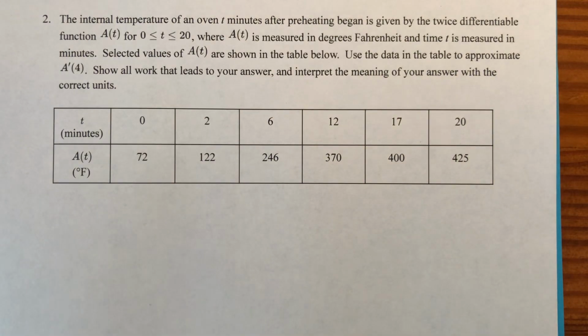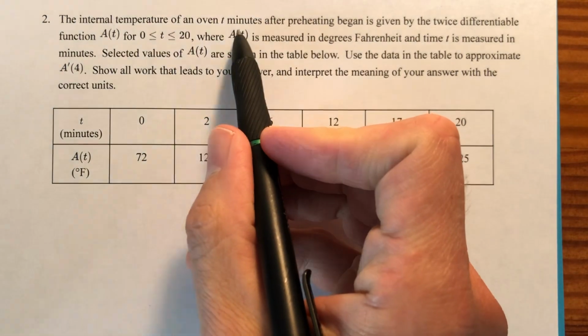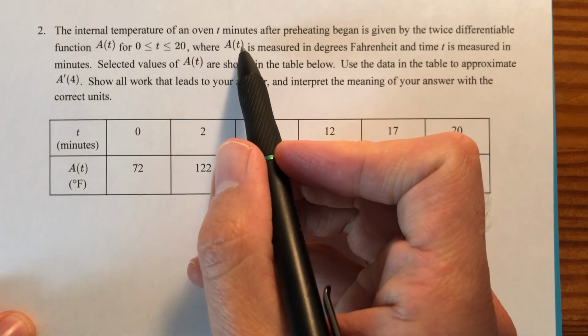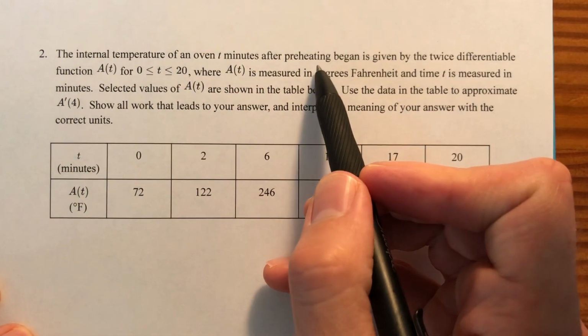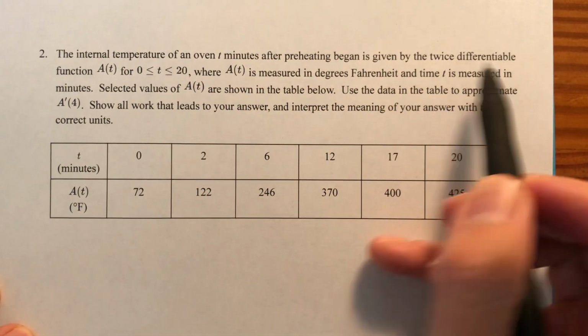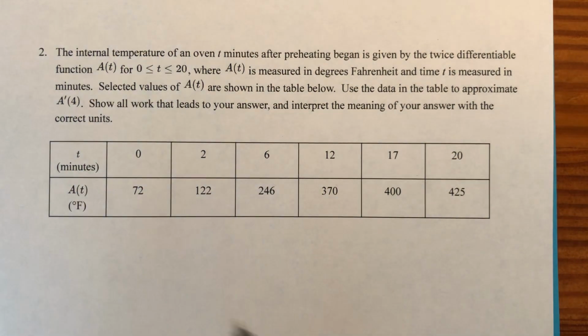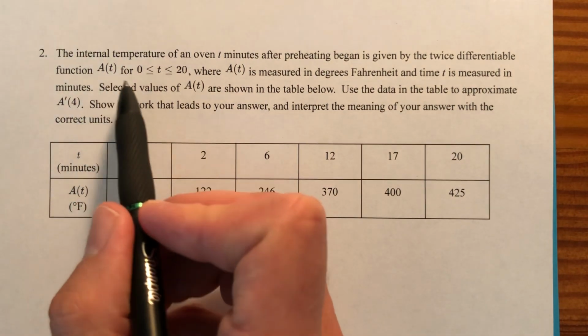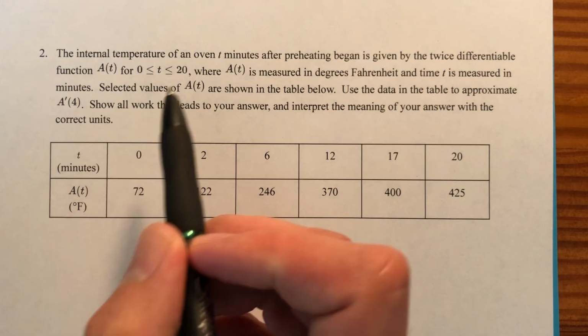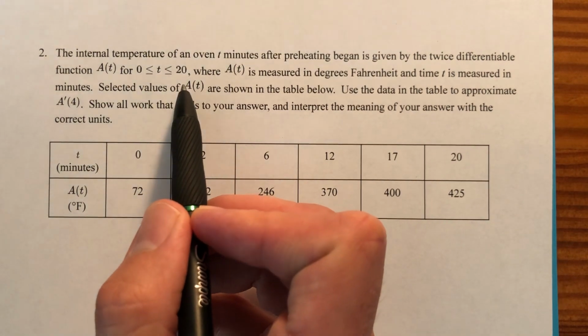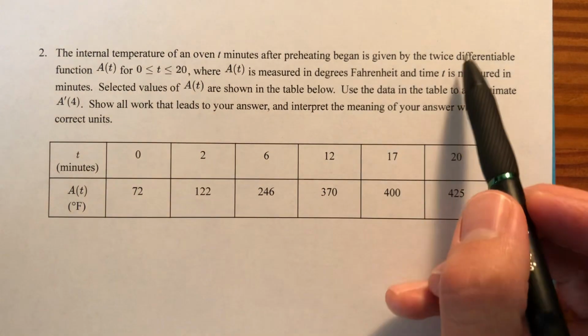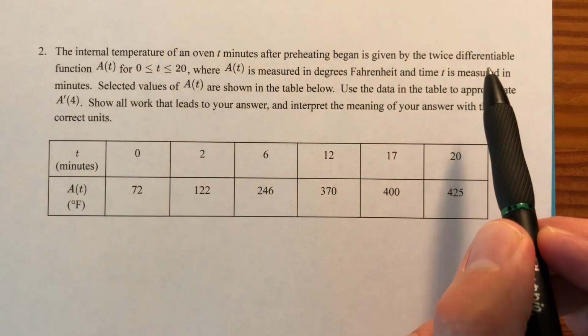Well, the internal temperature of an oven, T minutes, they're giving us units, they might ask us to interpret something later, after preheating began is given by the twice differentiable function. Why do they say that? That means you could take the derivative of it and then the derivative of that. So we could find the rate of change of the rate of change. That'll come in handy later. Don't panic when you see that. That's just something for later.